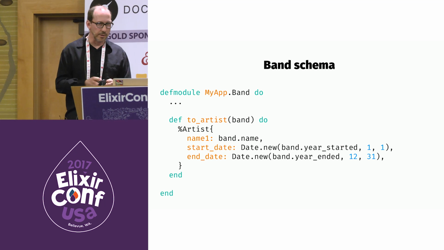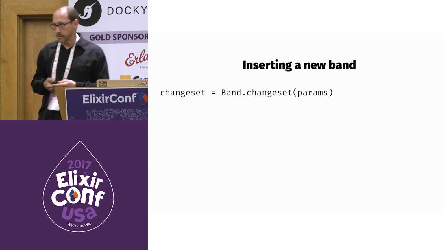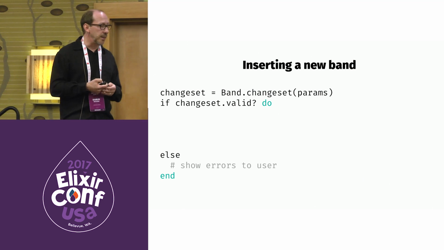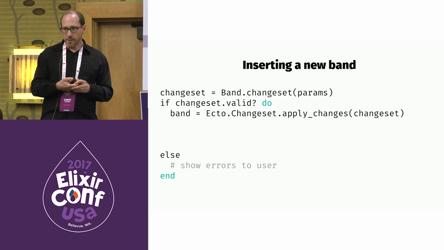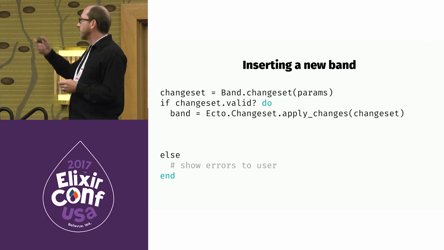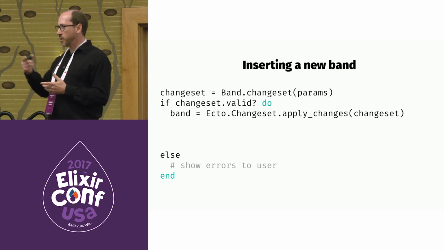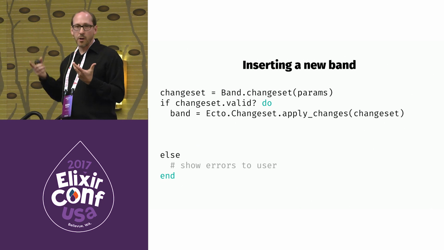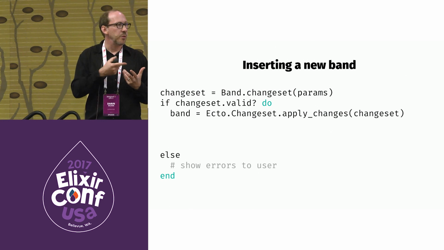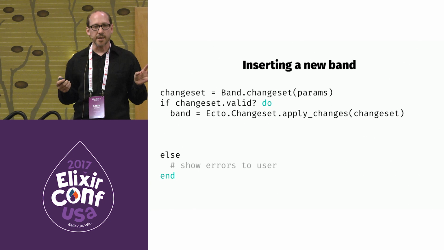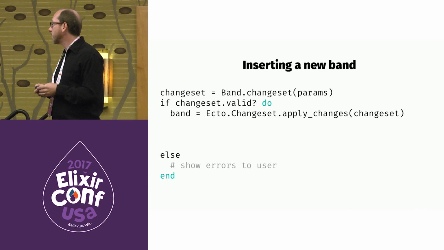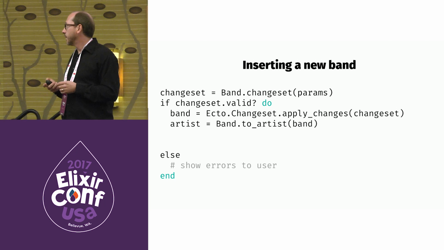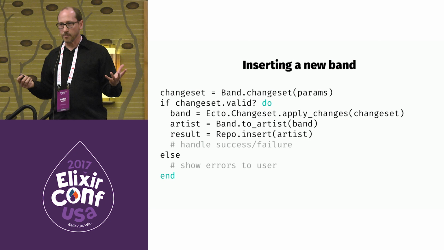That's a reasonable compromise. And to insert a new one of these, we generate the change set with the params, just like we normally do. Check to see if the change set is valid. If it is, we can call apply changes on the change set. And what this will do is spit back the underlying band struct that's in the change set, but with all of the changes that the user supplied applied to that struct. So it's as if we had saved it to the database, but without actually saving it to the database. Then we convert it to an artist record using our toArtist. And now, finally, we hand that off to repo.